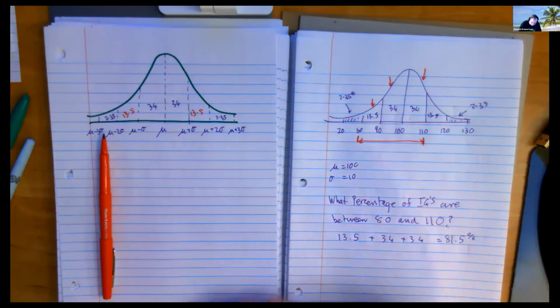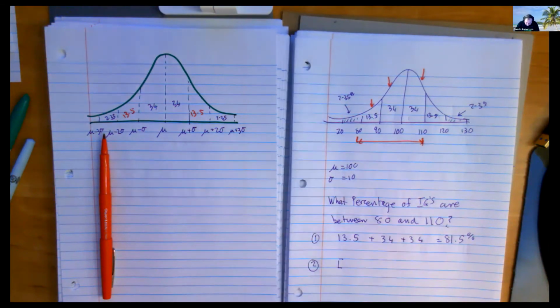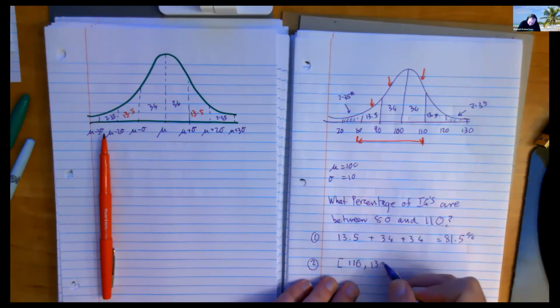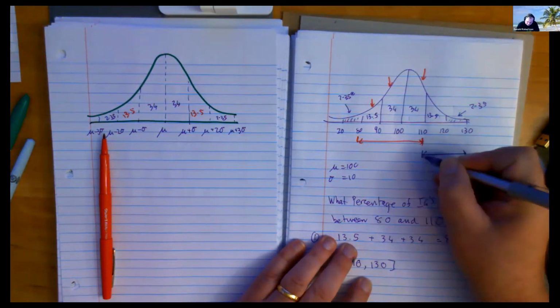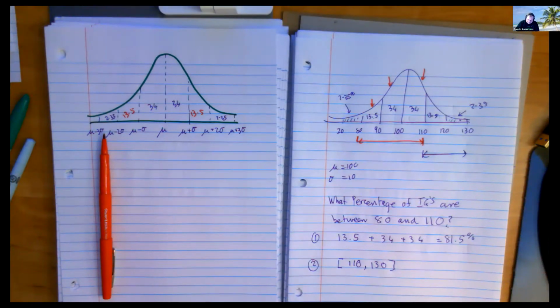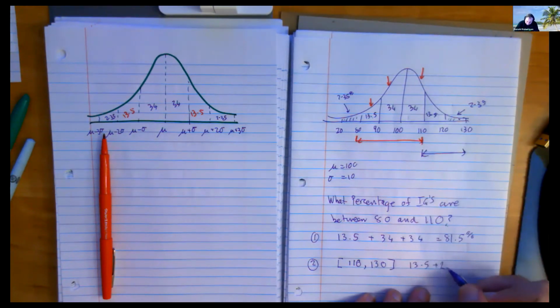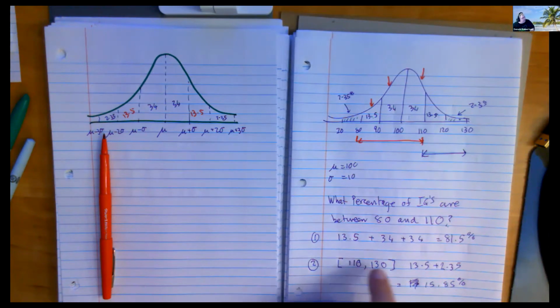Okay, so I'll call that question 1. This is question 2. I'd like to know what percentage of Americans have an IQ between 110 and 130. Now, what pieces of cake do I get here? Well, don't I get those last two pieces of cake? That piece and that piece. And that piece there is 13.5% of everybody. And that tiny little piece at the end, there's another 2.35. You add those together and you get 15.85% of Americans have an IQ between 110 and 130.